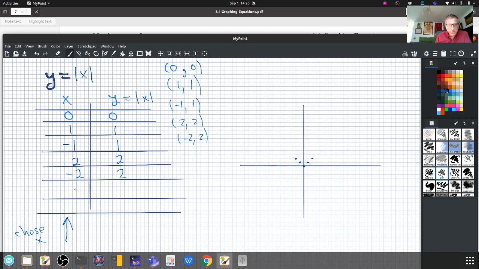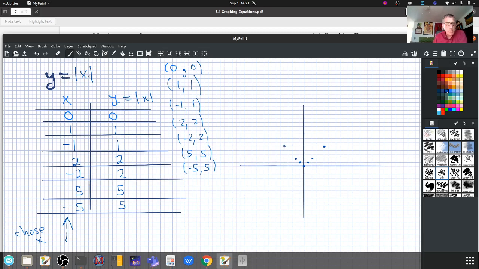And let's say 5. Absolute value of 5 is 5, and minus 5, and absolute value of minus 5 is 5. So I got 2 more points, 5 and 5, minus 5 and 5. So I want to graph those. So 1, 2, 3, 4, 5 on the x, 1, 2, 3, 4, 5 on the y. Minus 5. So minus 1, minus 2, minus 3, minus 4, minus 5. Up 5. 1, 2, 3, 4, and 5.